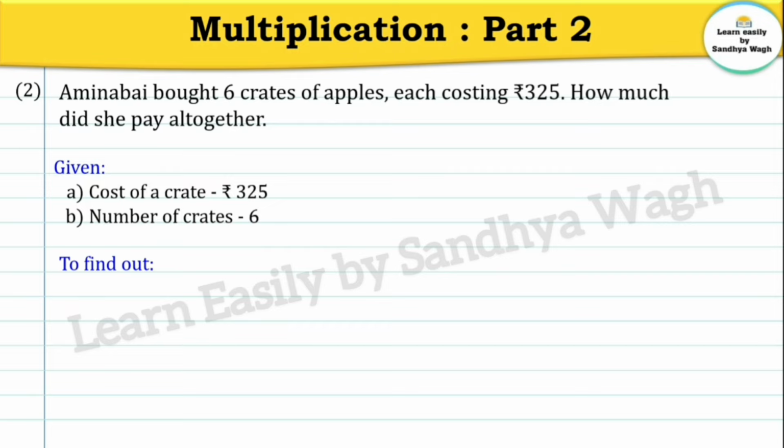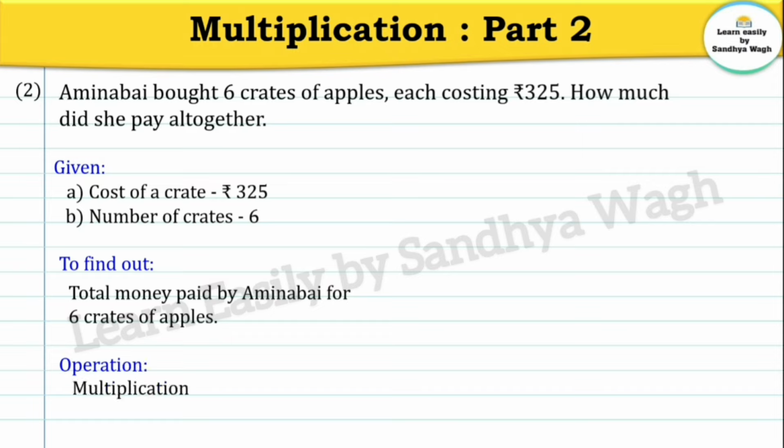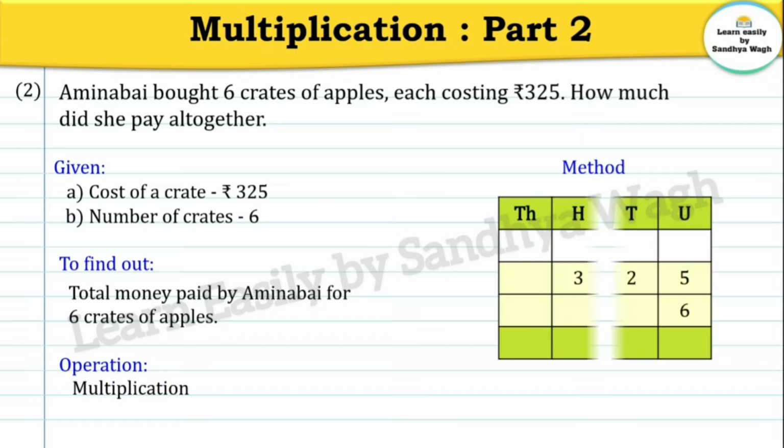So to find out total money paid by Amina Bai for 6 crates of apples, operation, multiplication, method, 325 multiplied by 6, 6 5s are 30. So we will write 0 in the units place, 3 will go as a carry over in the tens place. Now 6 2s are 12, 12 plus 3, 15.